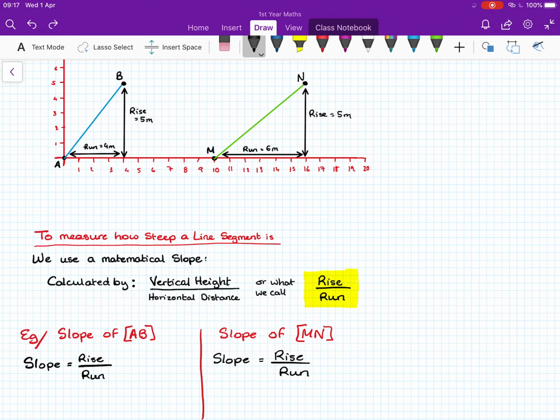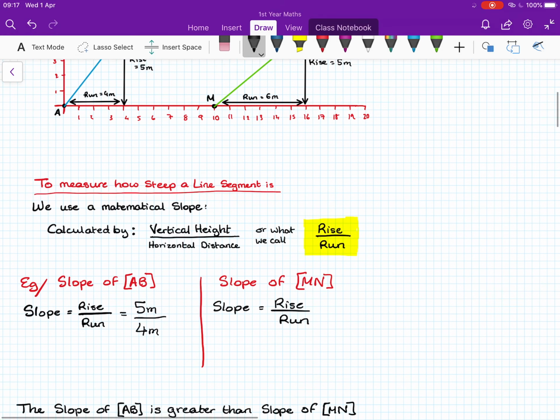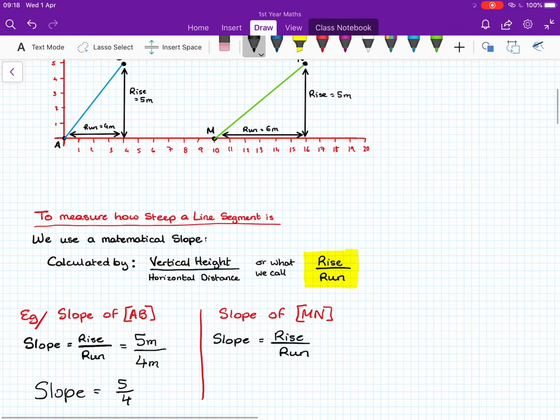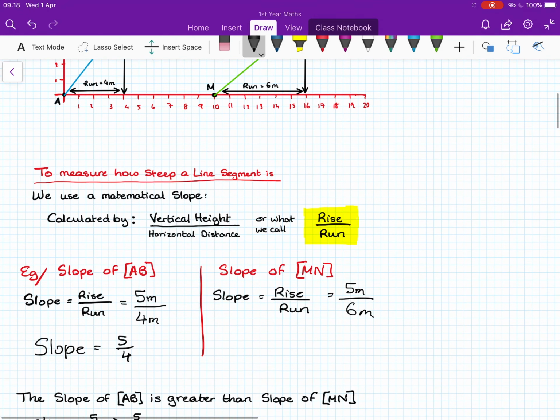So if I was to calculate this then, the slope is the rise over the run for AB. Our rise, as we figured out, was 5 meters. We're dividing that by our run, which is 4 meters. So then our slope is 5 over 4. Okay, then for MN, we also have our slope, which has a rise of 5 meters, and our run is 6 meters. So our slope for MN is going to be 5 over 6.